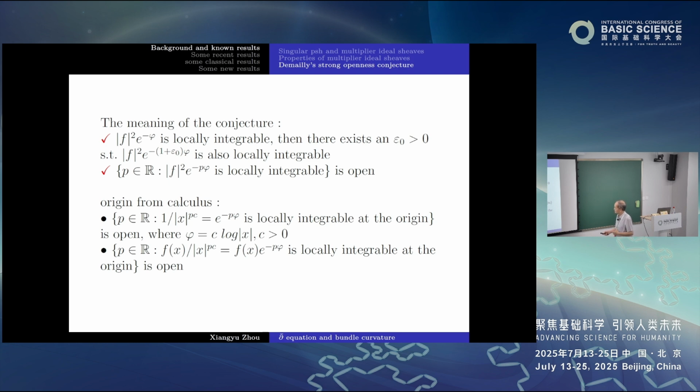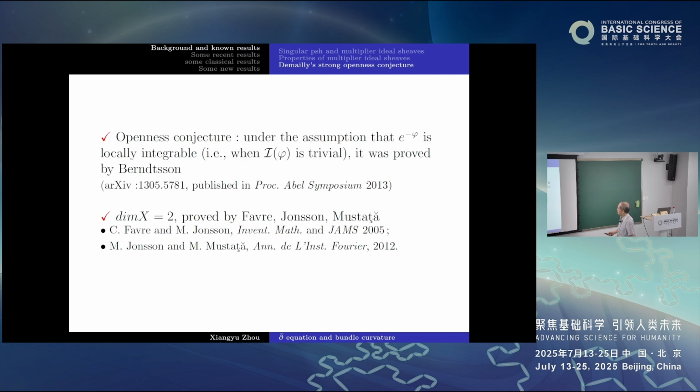Actually, the very basic origin comes from calculus. In calculus, if this function is locally integrable, then you can get some bigger p such that this is still integrable. A famous result was proved by Bonn-Benson. So this is the so-called openness conjecture. If this function is locally integrable, that is to say this multiplier ideal sheaf is trivial. This was proved by Bonn-Benson.